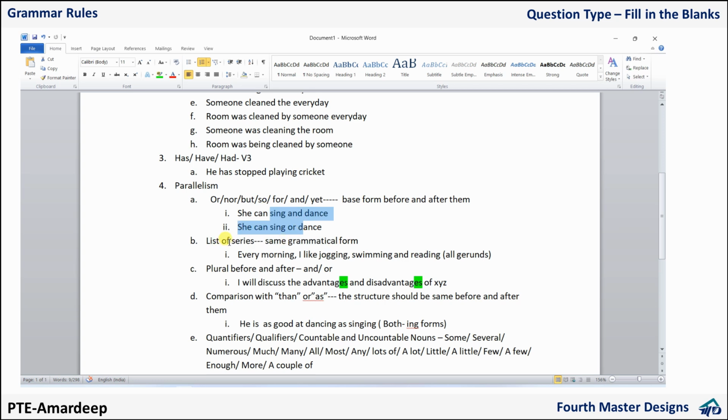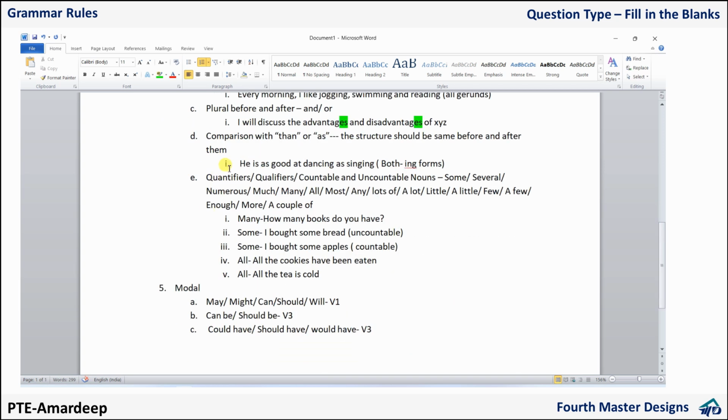Then comes your list of series. Every morning I like jogging, swimming, reading. So follow the same pattern. What is the pattern here? First form. What is the pattern after and? First form. In the same way here also. Then comparison. Whenever you are comparing by using words like than and as, then you need to go with the same form. He is as good at dancing as singing. Got it? Then you have quantifiers, qualifiers.